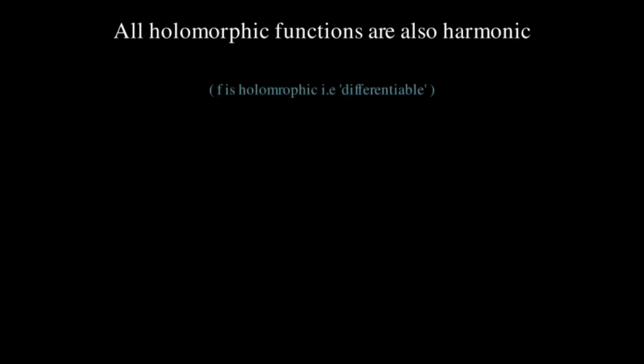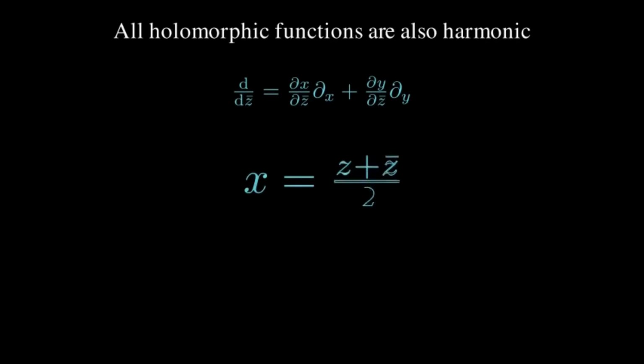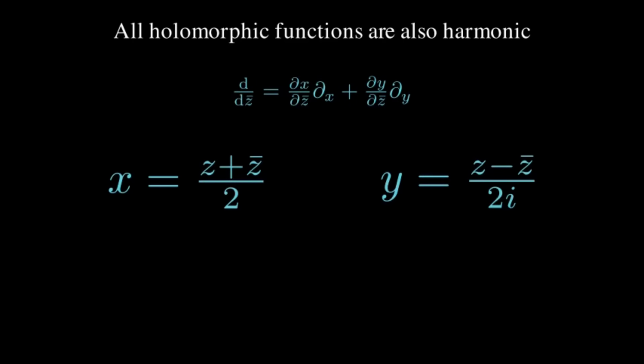Next, we need to prove that all holomorphic functions are also harmonic, meaning its real and imaginary parts are harmonic. We'll do this by showing that a holomorphic function obeys the Laplace equation. A holomorphic function f obeys the Cauchy-Riemann equations, so it can be rewritten like this. We let z bar be the conjugate of some complex z, and define x as the real part of this function and y the imaginary part.